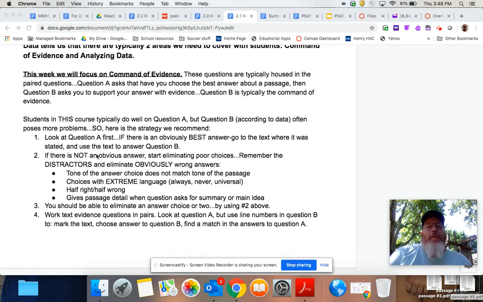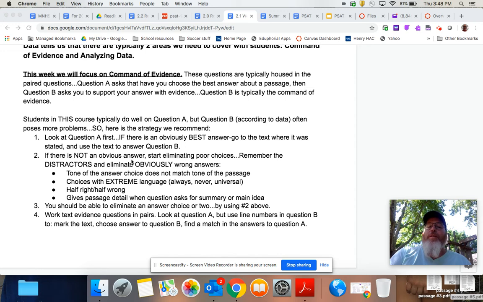Anyway, look at the steps in the process. Number one, look at question A first. If there's obviously a best choice, then go with that. Then go to find it in the text where it was stated, and then answer question B, leveraging question A. That's a pretty simple process. Most of you do not miss those.